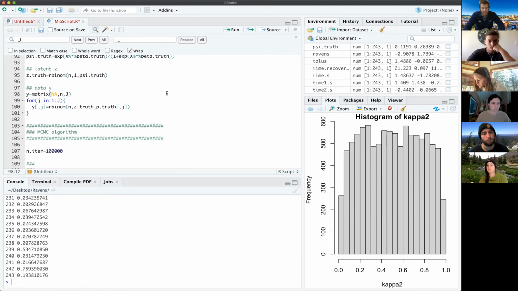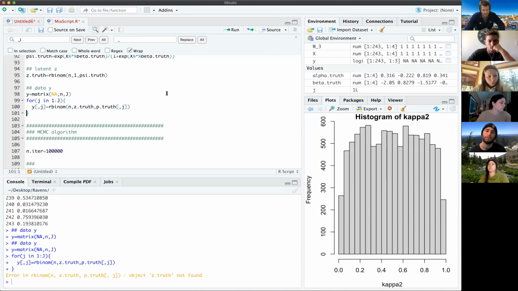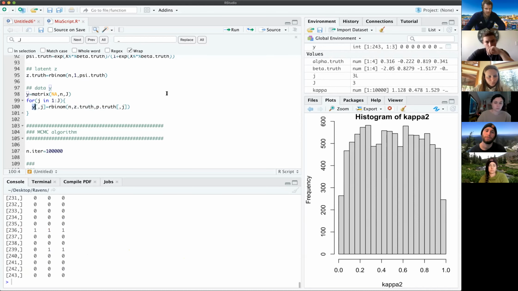All right, now to generate our data. Our data is going to be an n by j matrix, a 243 by 3 matrix. On each site, the number of trials for the binomial distribution is going to be whether they're truly there or not, the Z's. And then we have a detection probability unique to each site. So if Z truth equals 1, then it's going to simulate a 0 or a 1 with probability equal to the truth here. But if Z equals 0, then it's just going to give us a 0 back. So we can simulate this and look at our data. Okay, now we have our data.